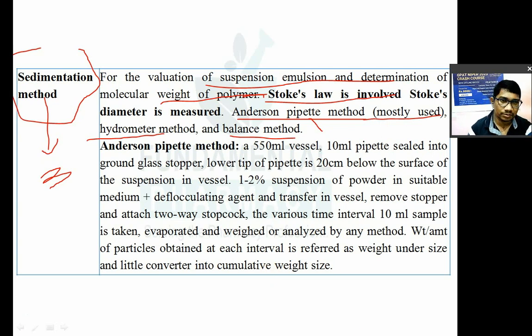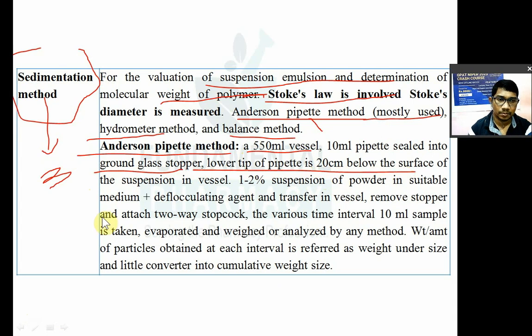Now what is Anderson pipette method? It is a measurement of particle size by sedimentation. So in this you have one vessel known as a 550 ml vessel. 10 ml pipette is there, which is sealed into a ground glass top. Now lower tip of this pipette should be 20 centimeter below the surface of the suspension.